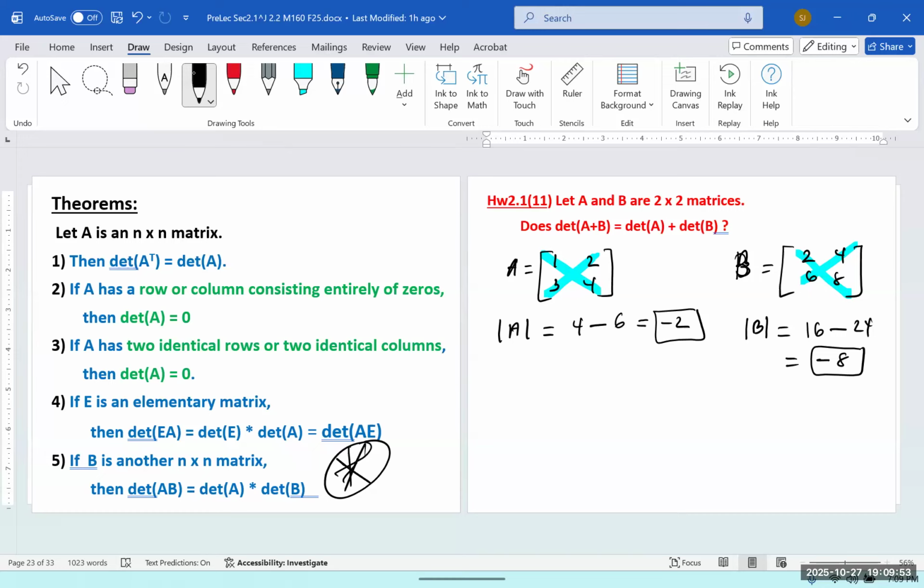So if this is true, that means if we add A plus B and take its determinants, it should be -2 plus -8, which is -10. Okay? If this is true. Now let's see if we add A plus B, what do you get? 3, 6, 9, 12. Do you guys remember how to add matrices? Okay. You add each element on their positions.